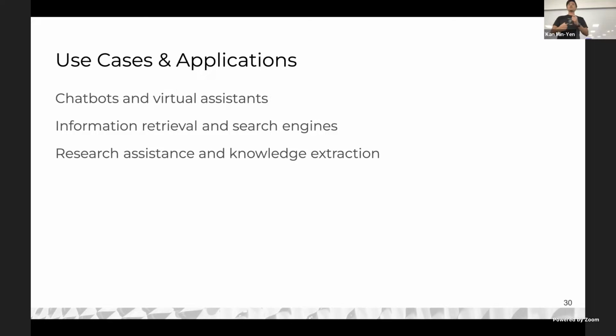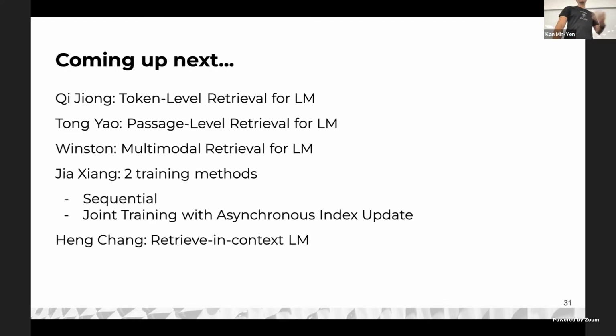And of course, there are other use cases and applications which are still being researched, and there are a lot of works in progress. But that is all I have for you today. And my partners will be talking about the nitty-gritty stuff. Next we have token-level retrieval, followed by passage-level retrieval, multimodal retrieval, 2 training methods, and of course, retrieve in context. So thank you, everybody.